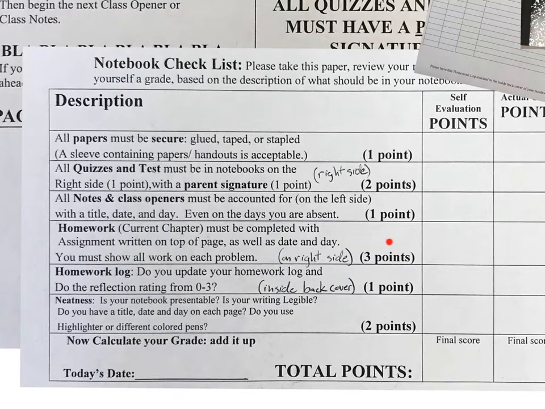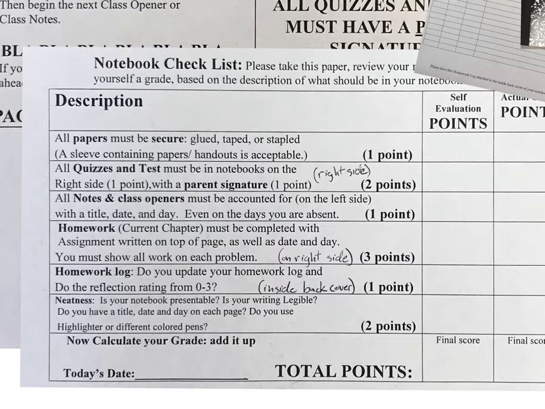As you can see, the most valuable thing on the notebook is your homework itself. If you have all the homework complete, that's 3 points. If you only have half of it, then you're only going to get 1.5. If you only have maybe 1 or 2 assignments, you're only going to get like 1 point right there out of the 3.